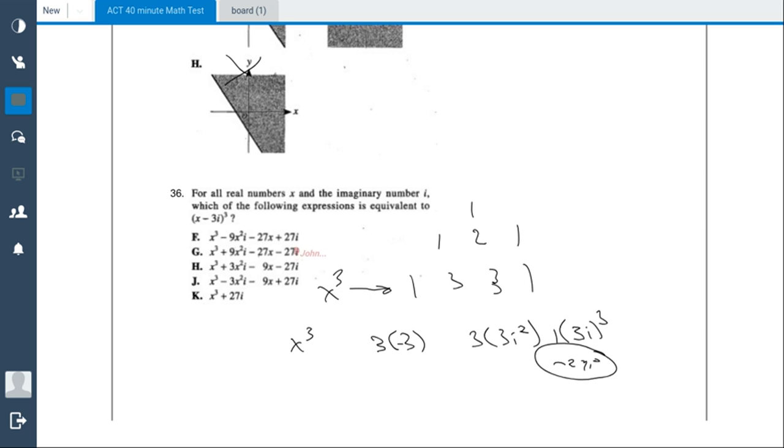3i cubed gives me negative 27i. So I know that it has to have that. My bad. That's negative 3. These are negative 3s. So that's negative 27i cubed, which means that has to be positive 27i. So that means that this one and that one get canceled out. It can't be the last one. And so now I'm down to a 50-50 shot. And when I look at this one, that's negative 9. So I need to have negative 9 there. So the answer is F.